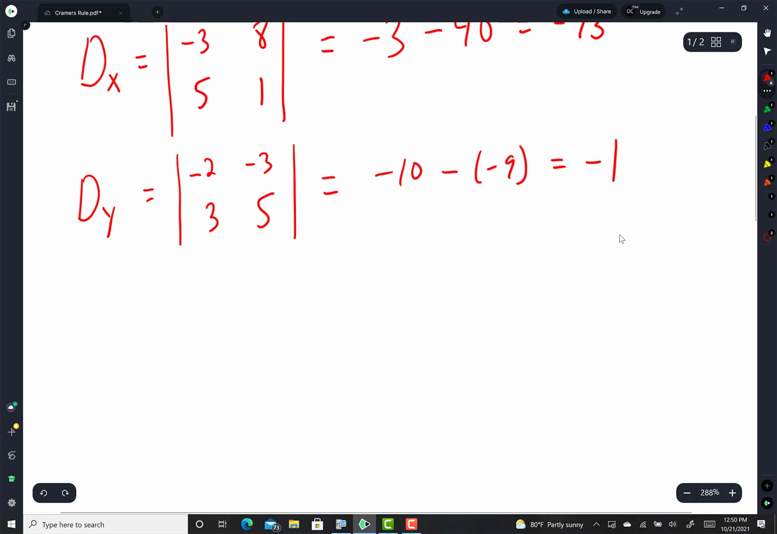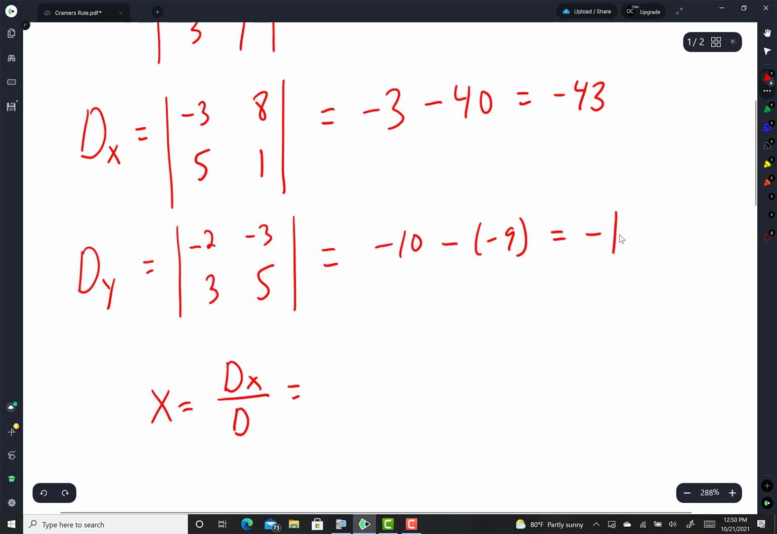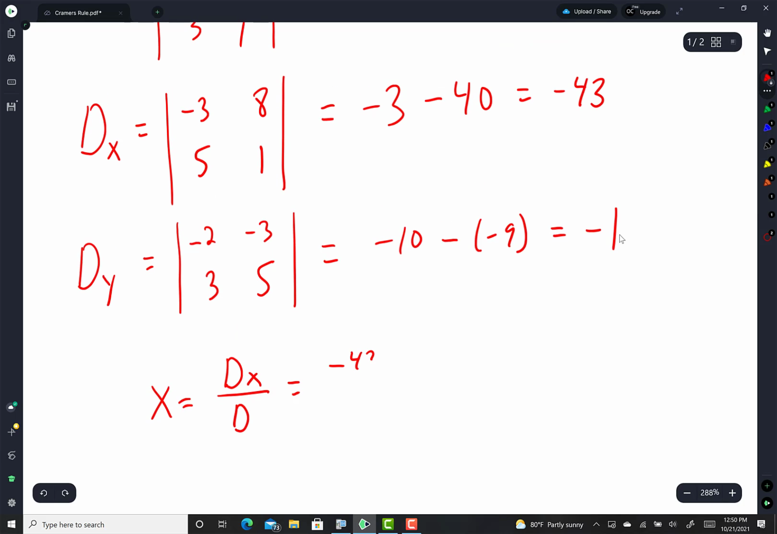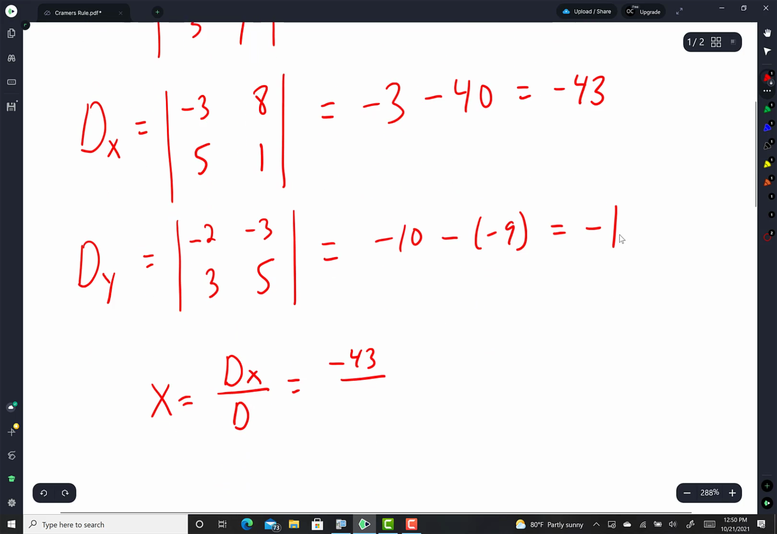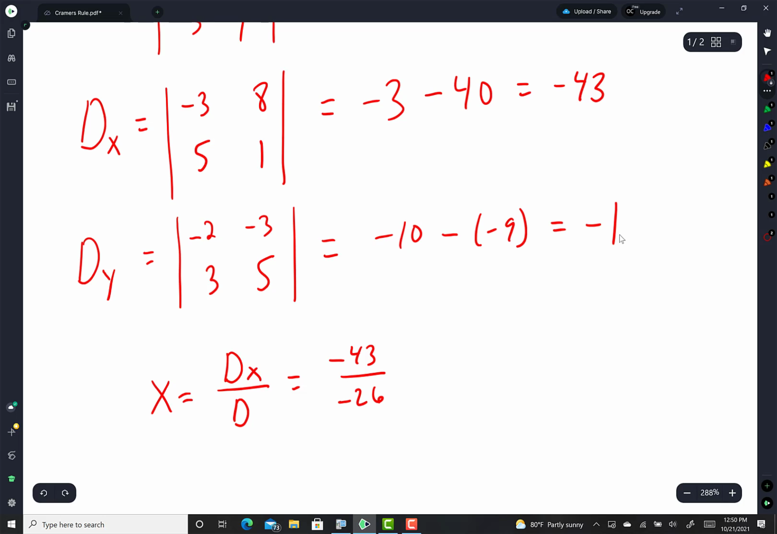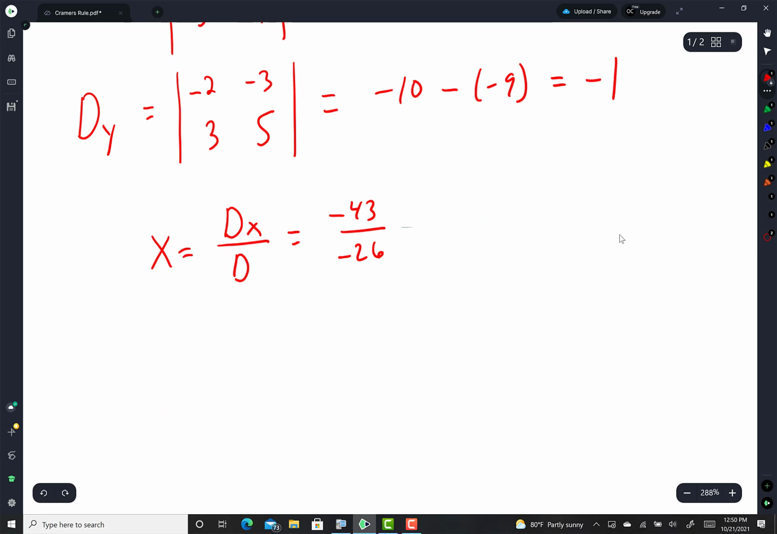Because according to Cramer's rule, my X value is nothing more than the determinant of X divided by your determinant. So determinant of X was what? -43 divided by -26. Does that go in perfectly? No, right? Leave it alone. Cool or not cool? If it reduces, reduce it. 43 over 26.